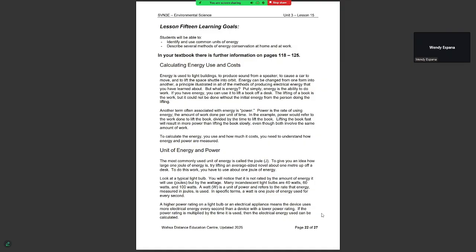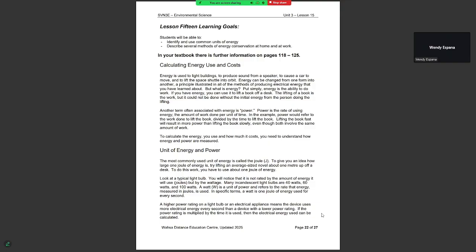So that's work. However, if we do it very quickly, if we want to lift the object really quickly up, then that will take more power than lifting the object slowly. Okay, so power is over time. We have units of energy, and we have units of work, and we have units of power. We're going to go through those now.